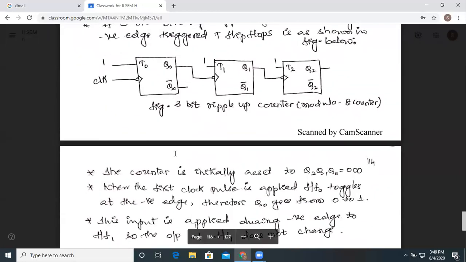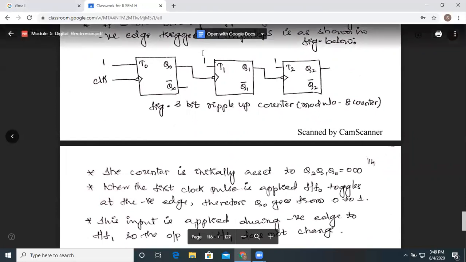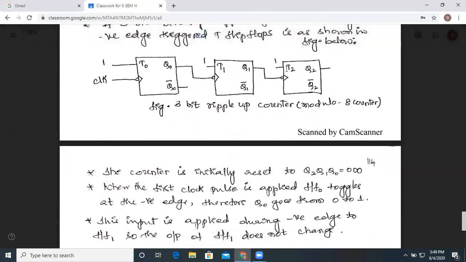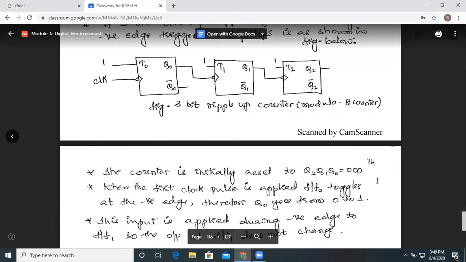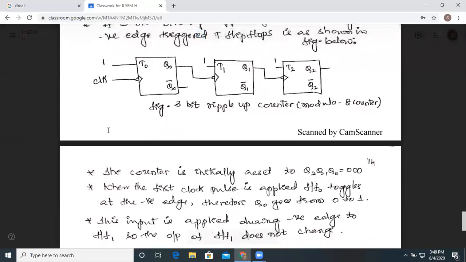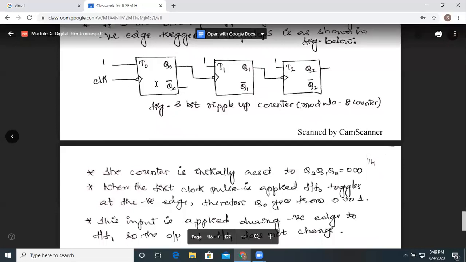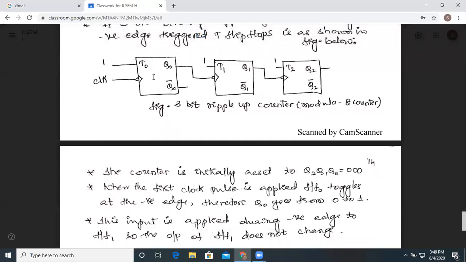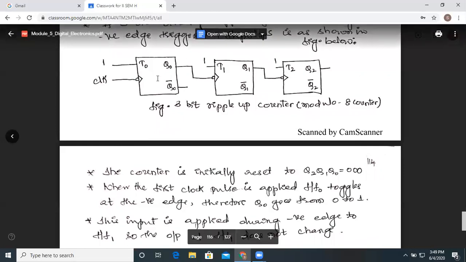Now let us see the working, how it is going to count 8 numbers over here. That is important. Initially the counter is reset. You all know that reset means all these flip-flops will have 0, 0, 0. So initially after reset, Q2, Q1, Q0 are zeros over here. When the first clock pulse is applied to the first flip-flop, this flip-flop we are taking as flip-flop 0.